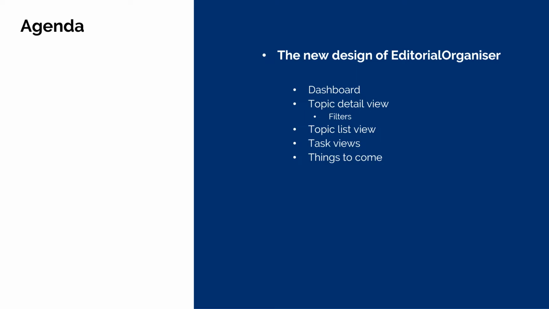Last year we worked a lot on the new design of EditorialOrganiser, and now we want to take a look at the current state, which we would like to show today. This includes the dashboard with a new color orientation between topics and appointments, the view within the topic folders with the individual customization options, the topic lists, and the task management. Finally, we'll take a quick look at the designs that have not yet been implemented. Now let's start with the dashboard.